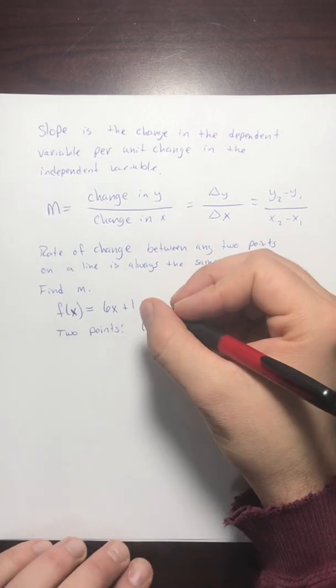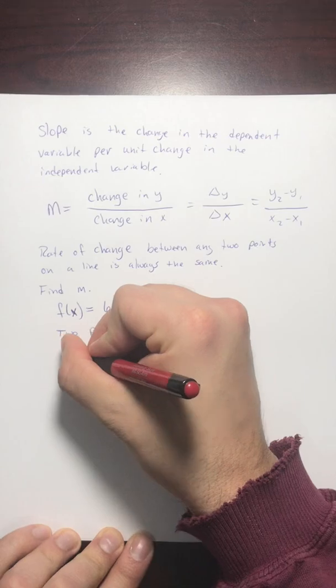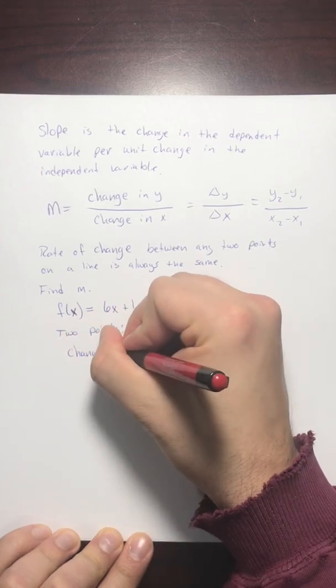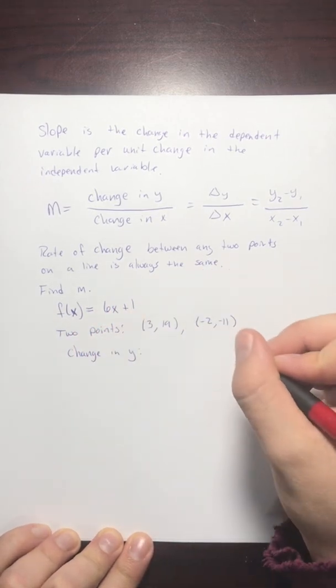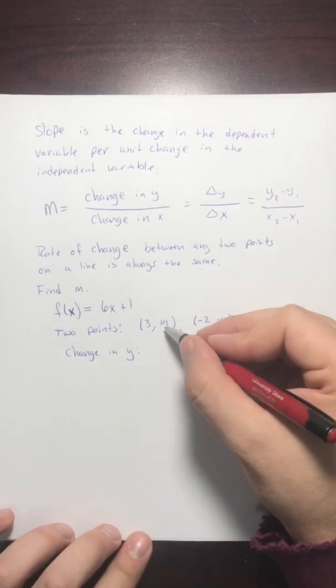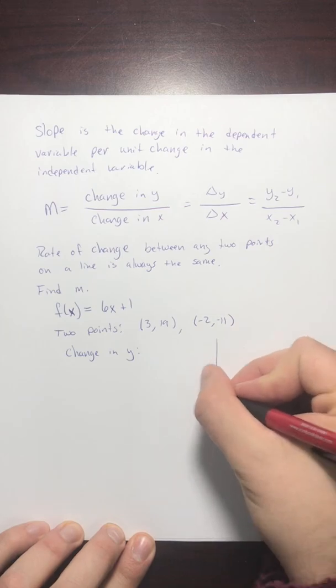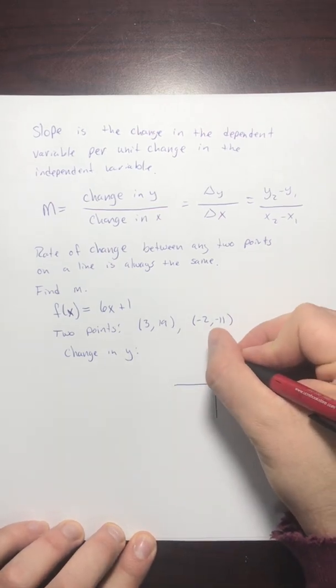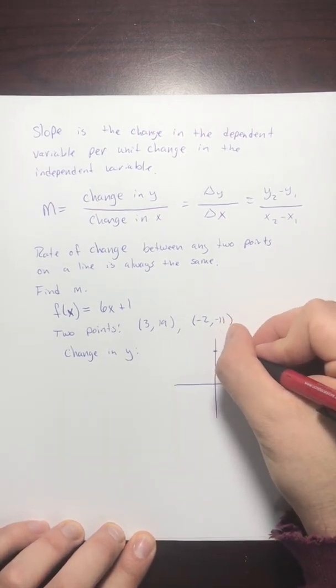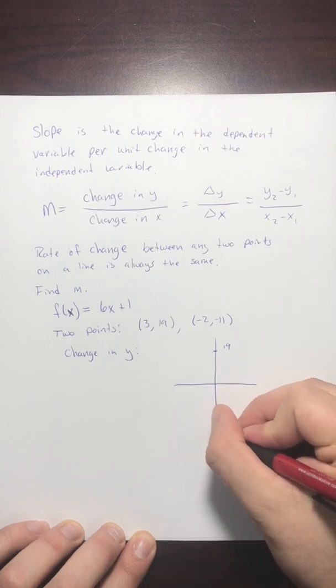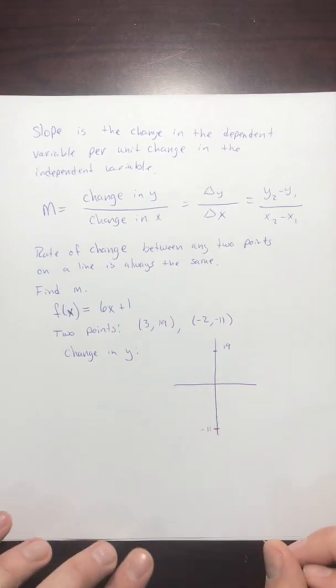This is to display how this works. So the change in y between either of those 2 points, it doesn't matter which you want to start with. And actually, let's draw a little graph here. Let's say that this is 19, and this is negative 11.